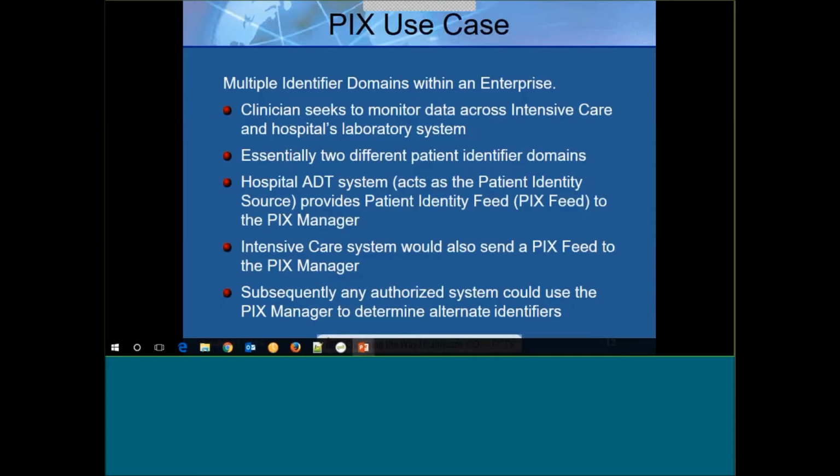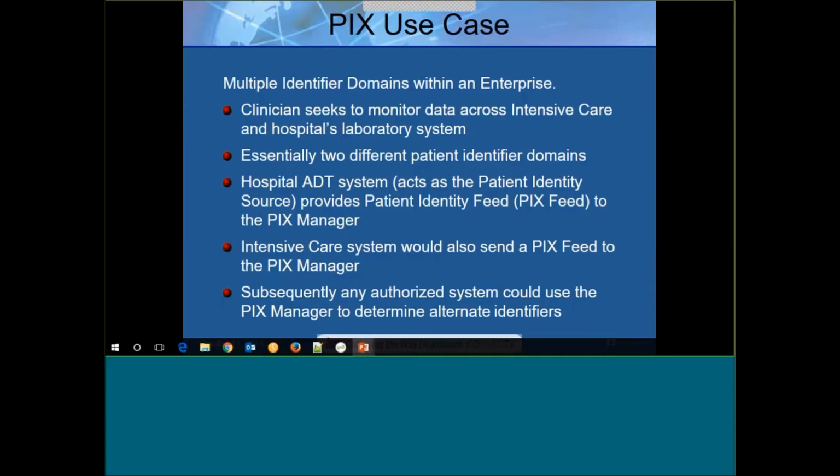So the hospital ADT system acts as the patient identity source, and that provides a patient identity feed or a PIX feed to the PIX Manager for the laboratory system. And then the intensive care system would need to send a PIX feed to the PIX Manager as well. So again, that PIX feed is how the PIX Manager receives all the information about the patients out there in each patient identifier domain. And then as these feeds are received, the PIX Manager cross-references them together in its data store.